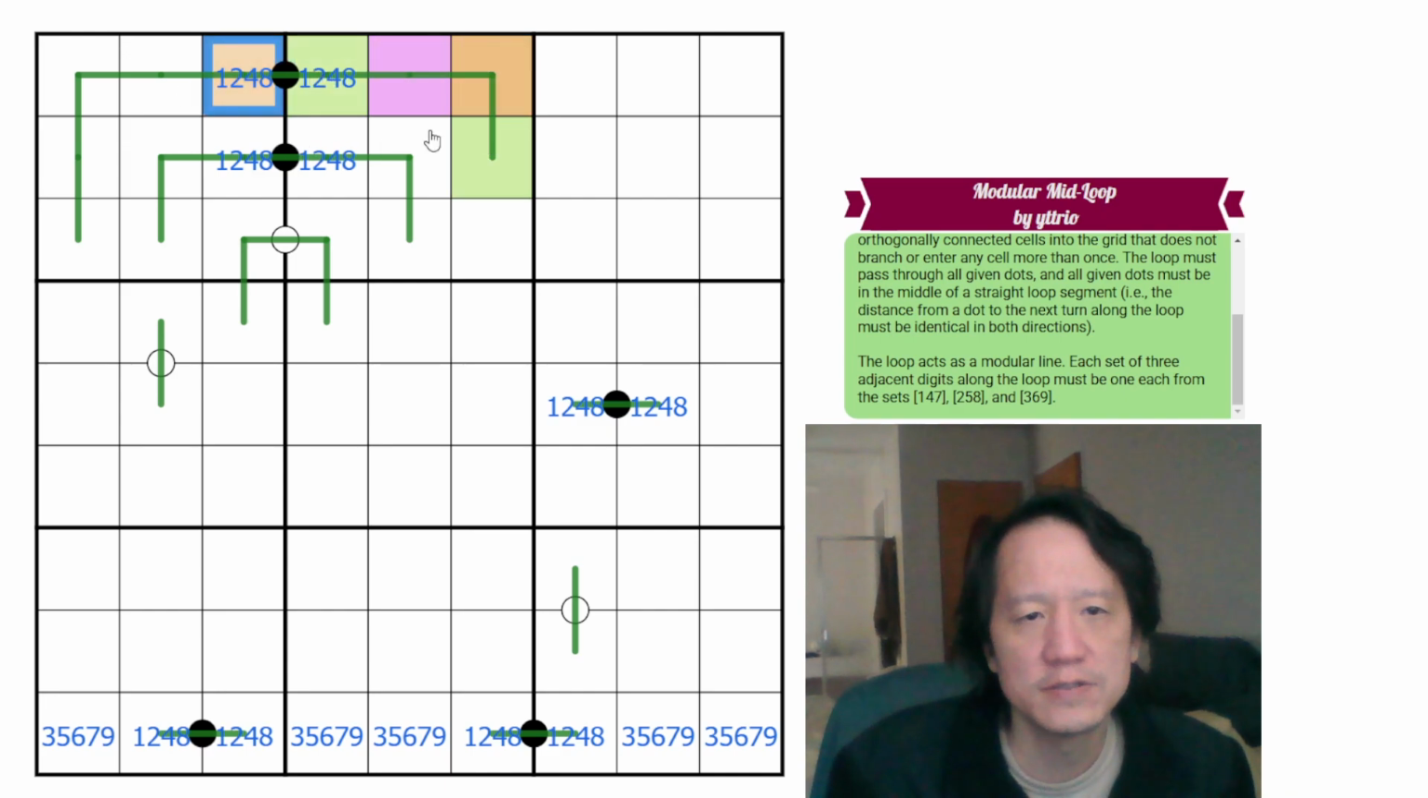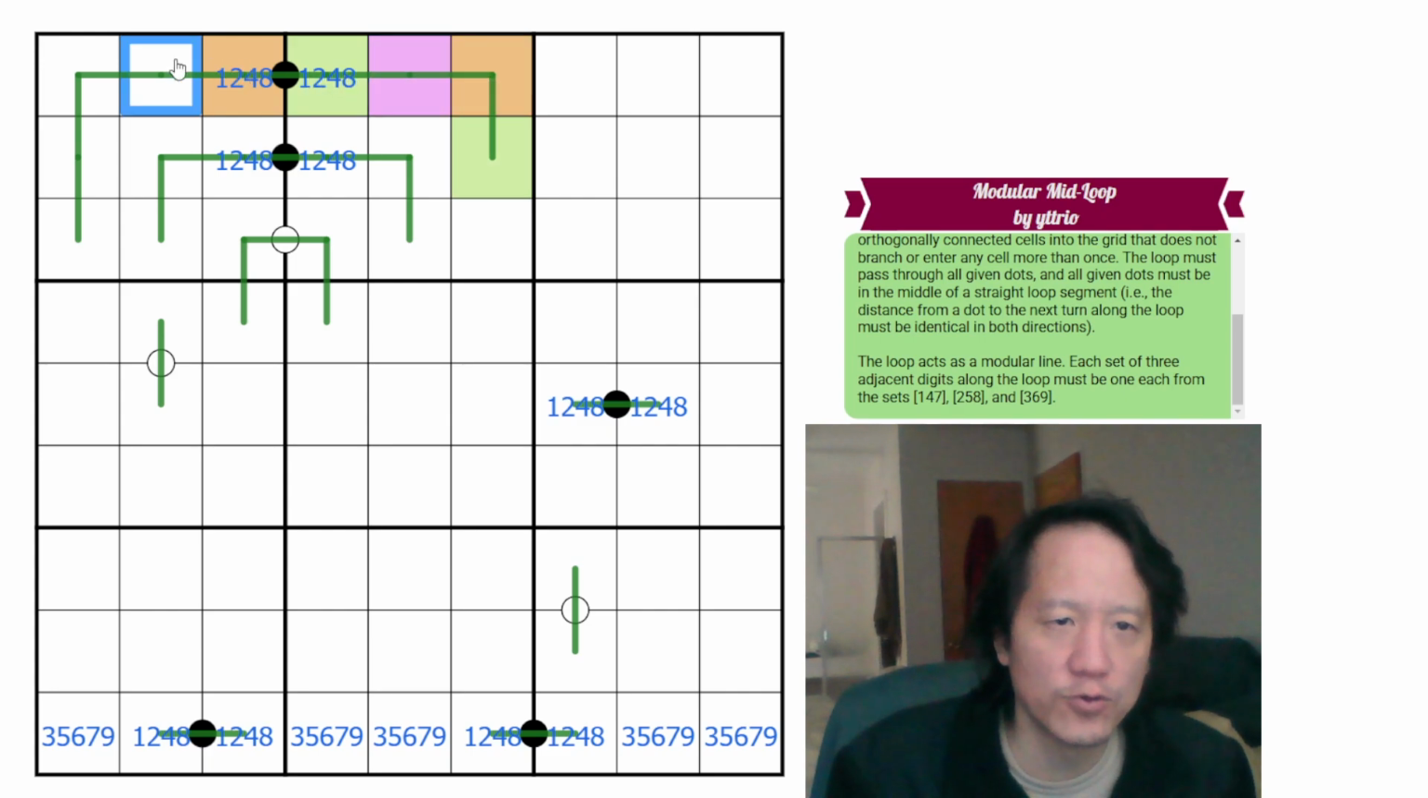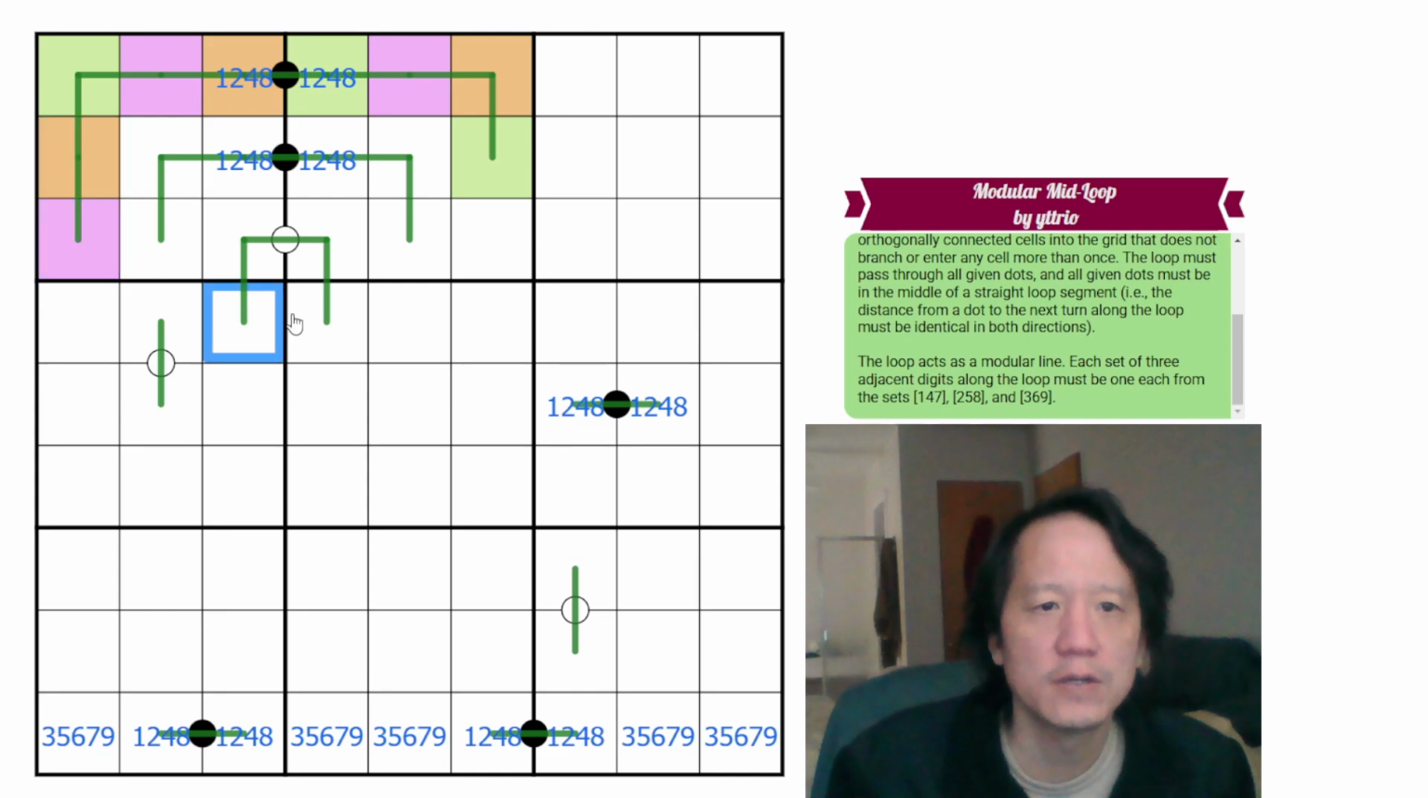We'll always alternate 1, 2, and 3 that way, right? If that's the case, this would be green, orange, red, or green, orange, pink. Therefore, every third digit must be the same set. So this must be green, right? Because we're missing green from this set of 3. This must be orange. This must be pink.